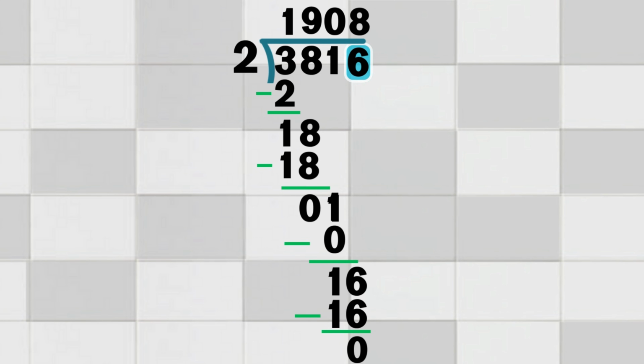3,816 divided by 2 equals 1,908. So 3,816 divided by 2 equals 1,908.